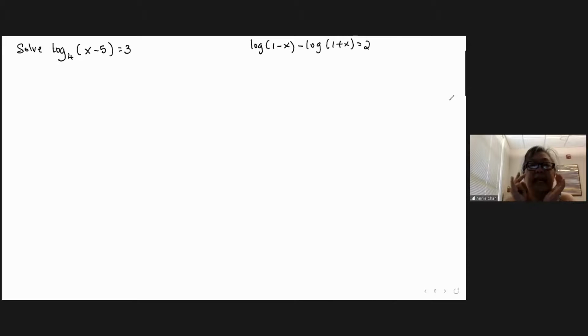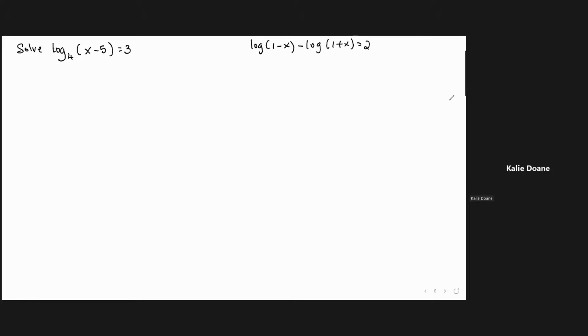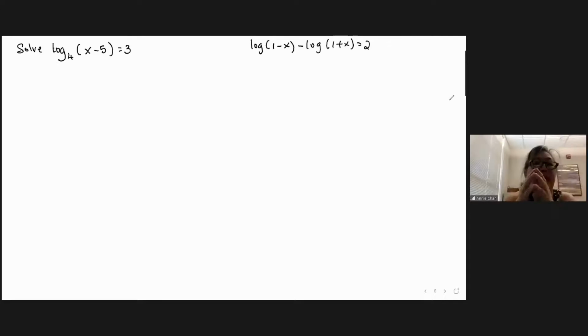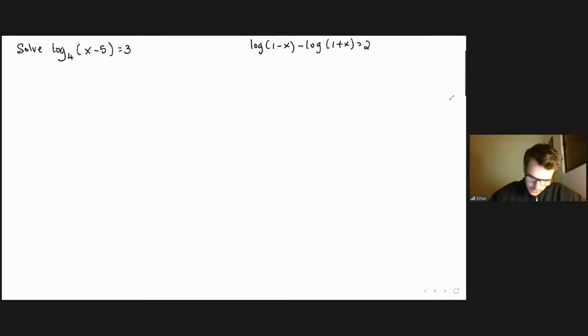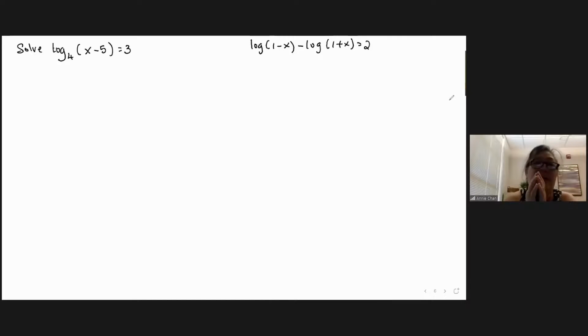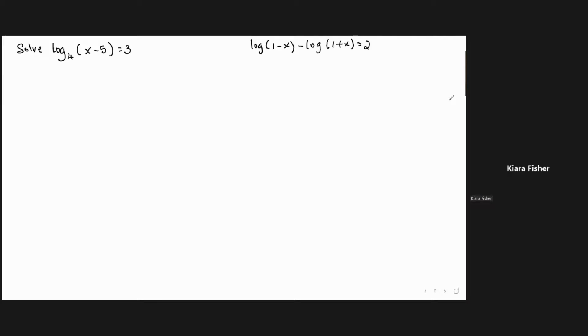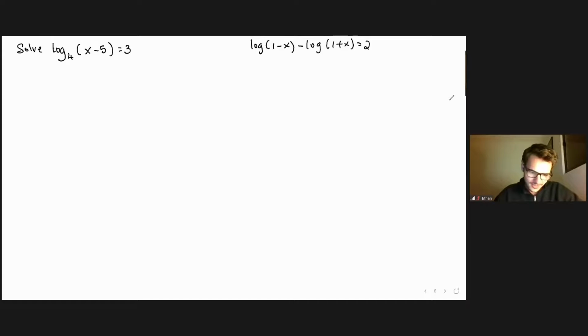Let me see. Kaylee, what would you do? The same thing that Daniel said, do the whole loop, so then it's 4 to the third power equals x minus 5. Okay. Ethan, what would you do? I don't know if it was Daniel that said it, but yeah, put it into exponential form, so it'd be 4 to the third equals x minus 5. Okay. Kiara? Same thing. I'm starting to think that's not right though. Hey, you're kind of throwing me off with your doubt here.